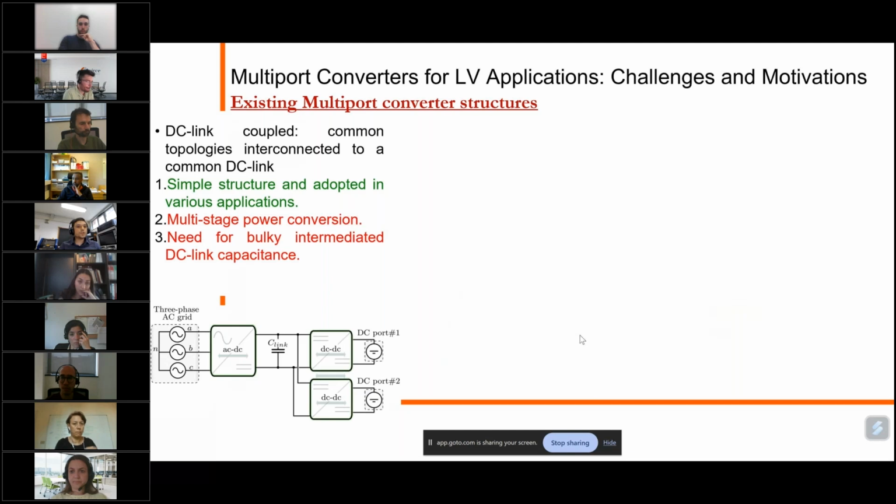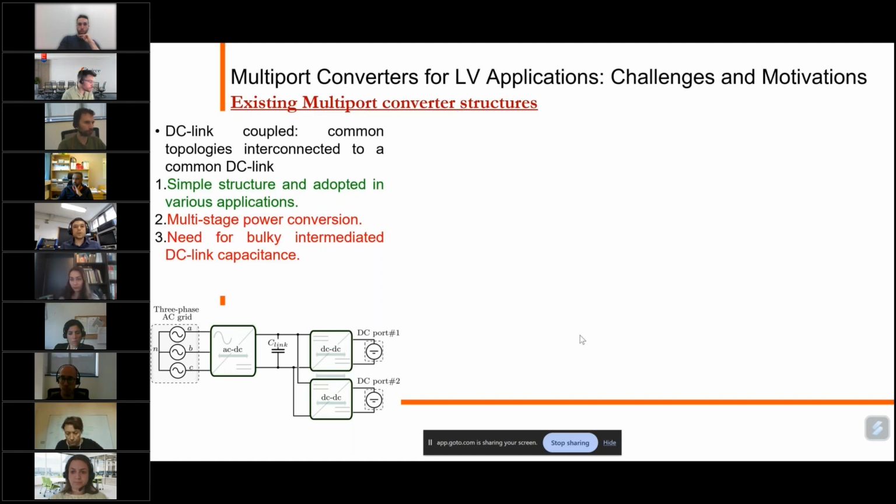And finally, the challenge of the existing topologies of the multiport converter. One of the common approaches to develop the multiport converter is to couple conventional converters to an intermediate DC link. With this approach we still have multi-stage power conversion. We need a bulky intermediate capacitor, so we potentially decrease the efficiency and power density.